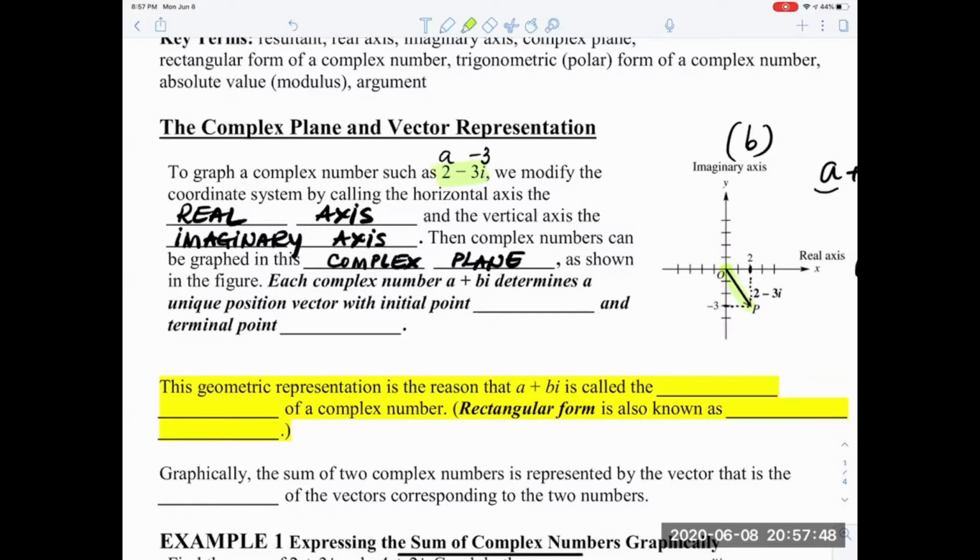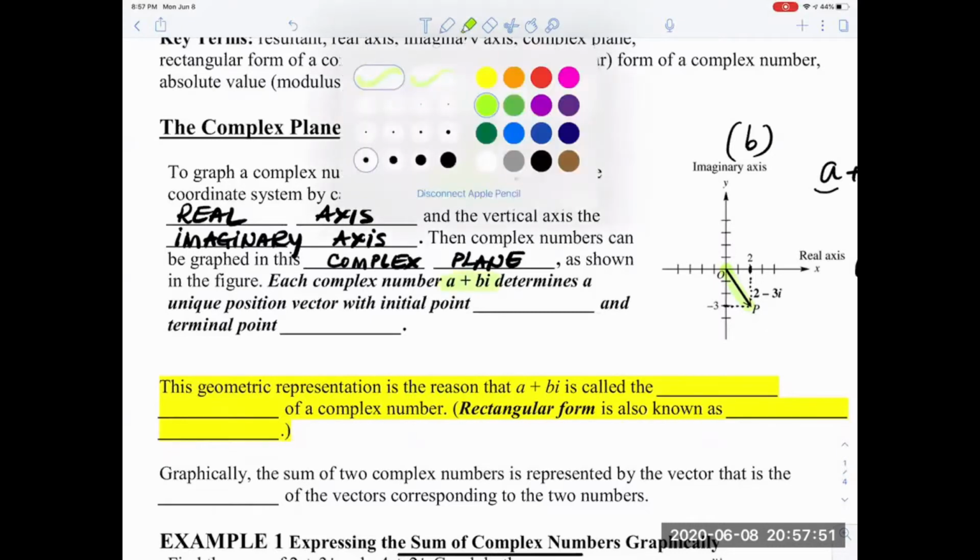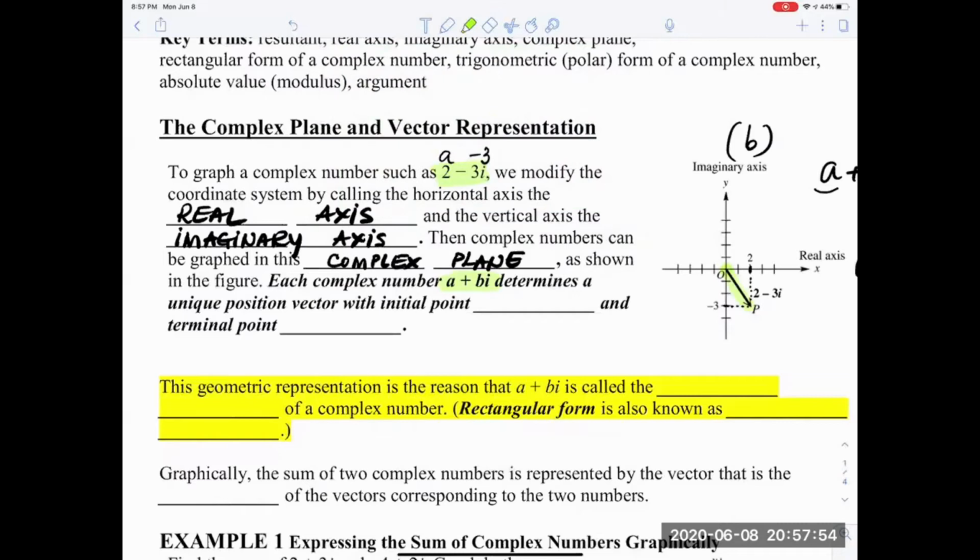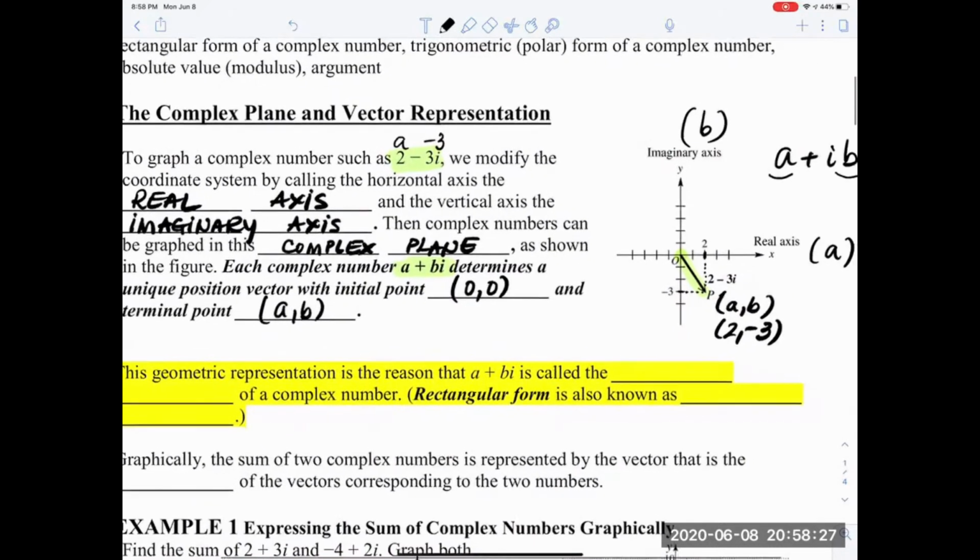Now, each complex number that has the form a plus bi determines a unique position of a vector. And then you're going to have an angle, in this case theta, which is below the x-axis for this particular vector. Always remember, the initial point is the origin, and then the end point has the coordinates a, b. So this point P, I'm going to write as coordinates a, b, which in our case was 2 and negative 3.